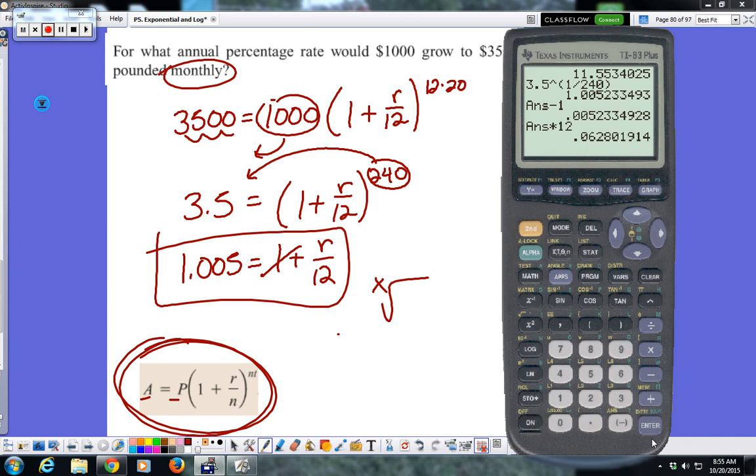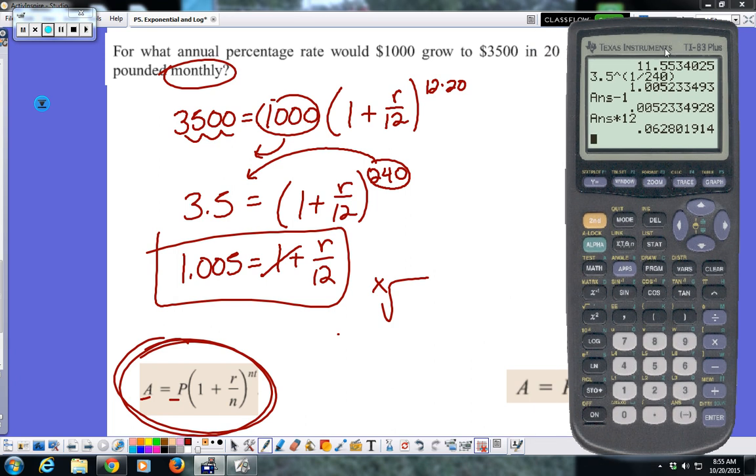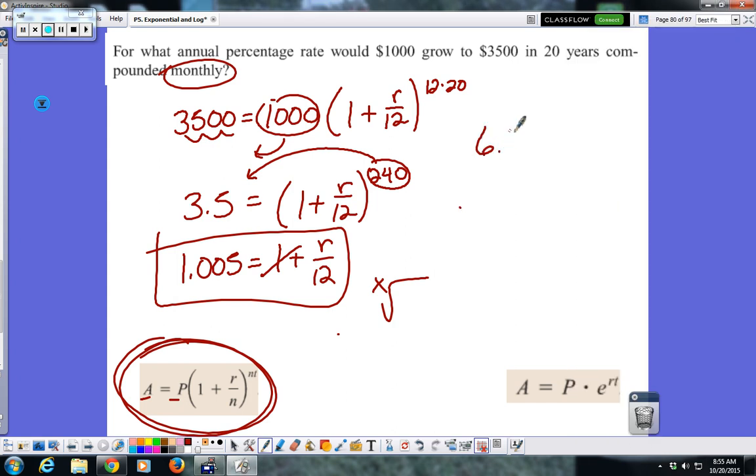0.063. So that's the interest rate you're going to need. Move it over twice. This is interest rate, so move it over twice. You have 6.3% interest. 6.2% would not reach it. Does everybody understand that? 6.2% is not going to grow 1,000 to 3,500. It will come a little shy, because you need a little bit over 6.2. So in order to ensure that it makes it, at least 6.28, or 6.3 would actually give you a little bit more than 3,500, but there you go.